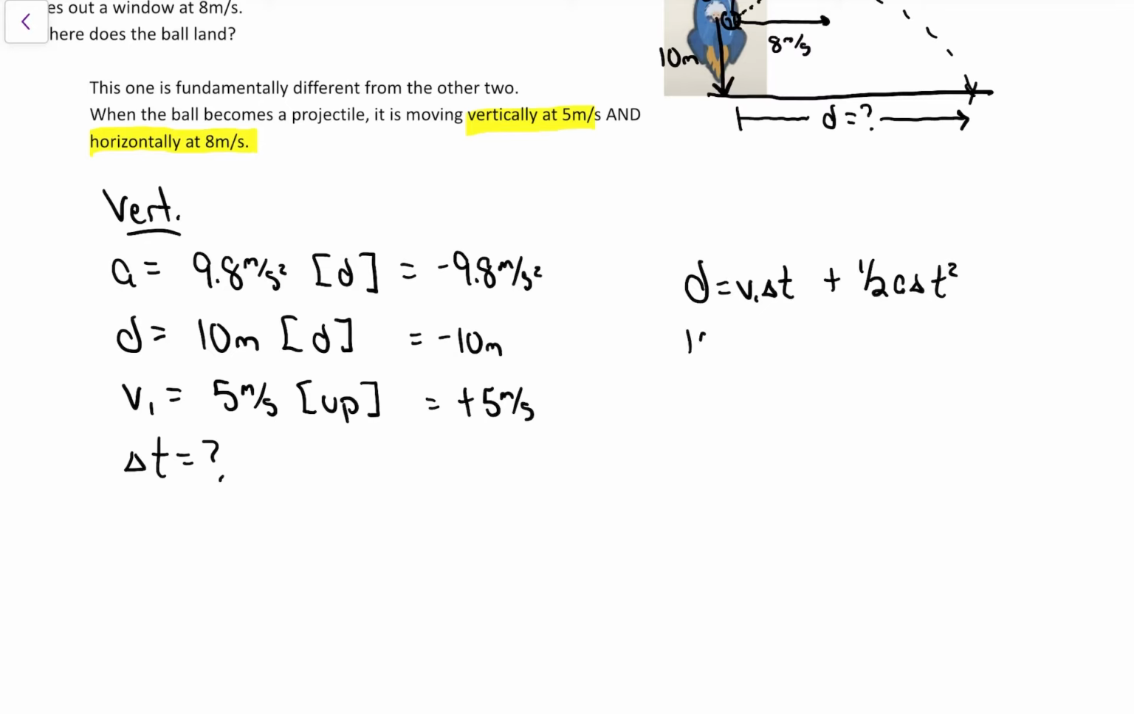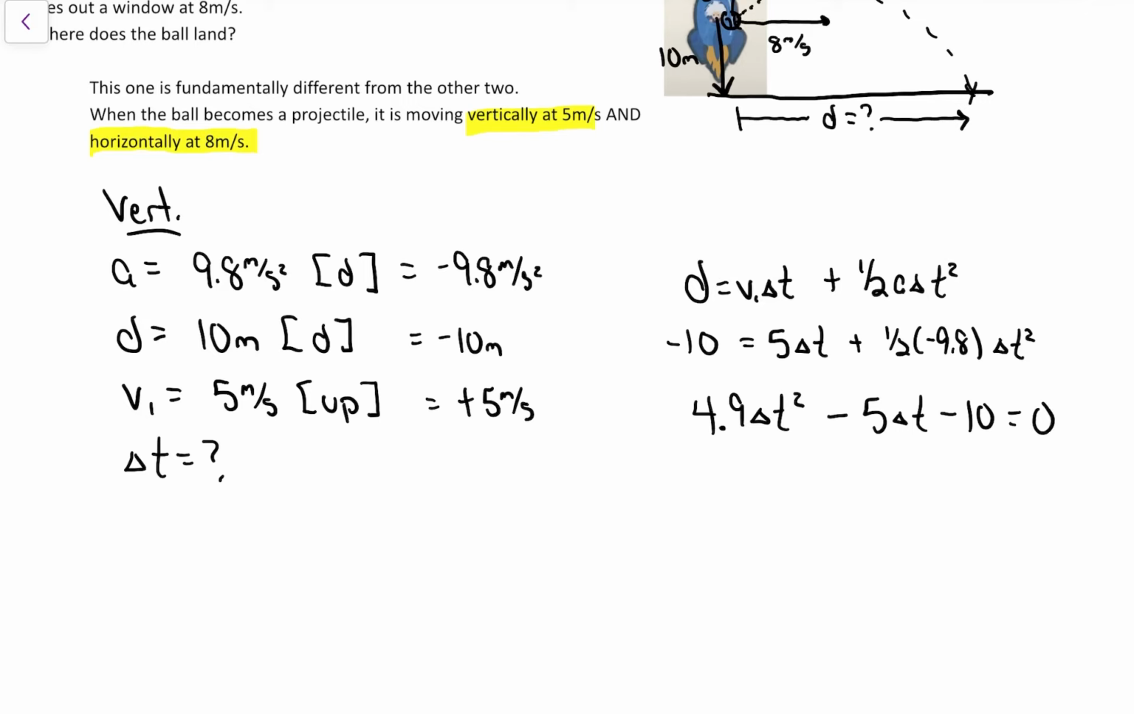The d was 10, so negative 10 equals 5 delta t plus 1/2 of negative 9.8 t squared. When I put that in standard form, I'm getting 4.9 t squared minus 5t minus 10 equals 0. Unfortunately, this has turned into a quadratic formula sort of thing. You learned it way back in grade 9 or grade 10 math. If you have an app on your phone or Chromebook, you can get the computer to do the work for you. We're going to get two possible times.